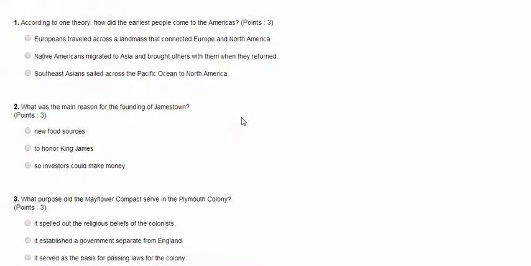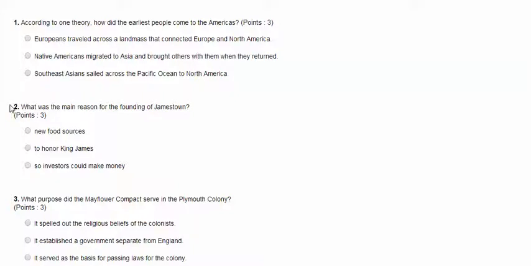Again, there are 50 questions here. The first part, we will start and see how far we get with the first recording. Question number 1, according to one theory, how did the earliest people come to the Americas? Europeans traveled across a landmass that connected Europe and North America, Native Americans migrated to Asia and brought others with them when they returned, or Southeast Asians sailed across the Pacific Ocean to North America.